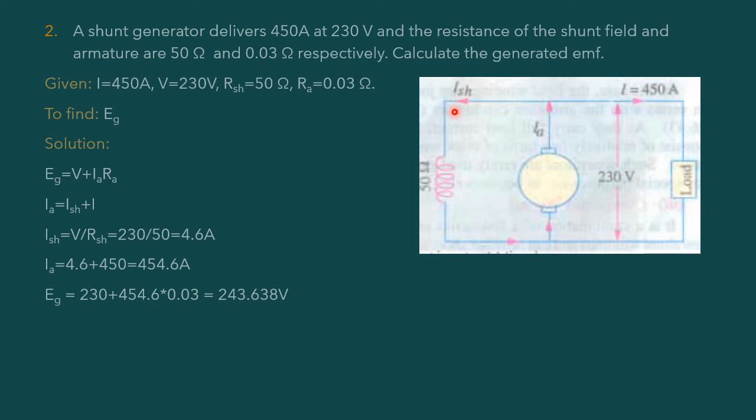IA is equal to ISH plus I. We know the value of I, but we don't know the value of ISH. So first step, you have to find the ISH. So here we know the value of this resistance.